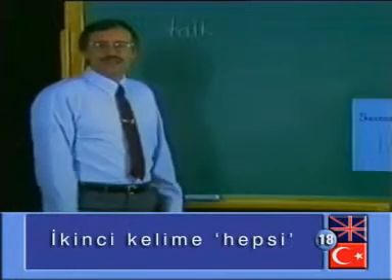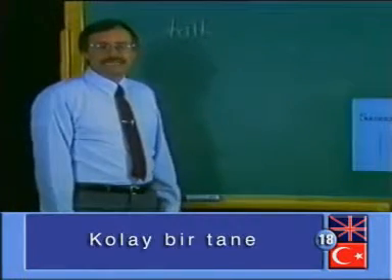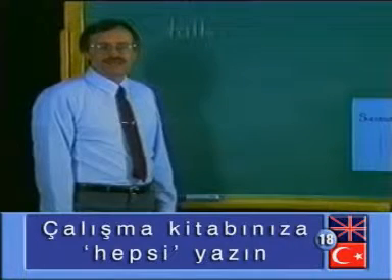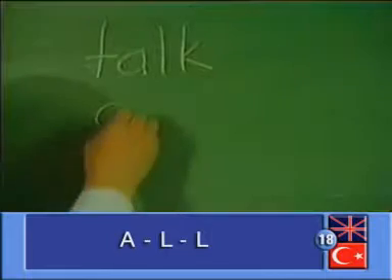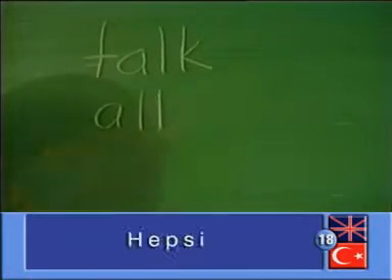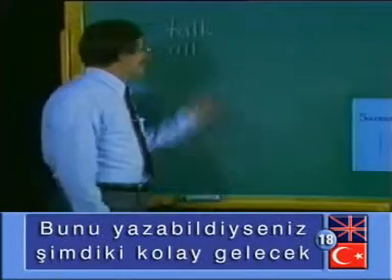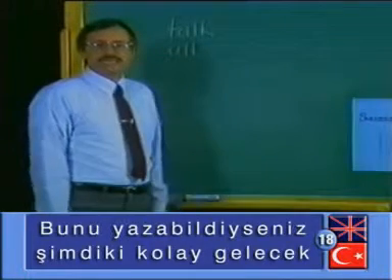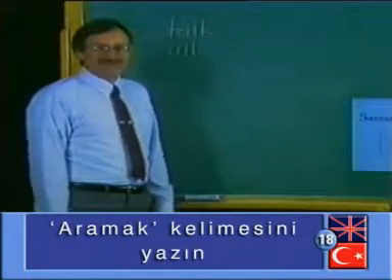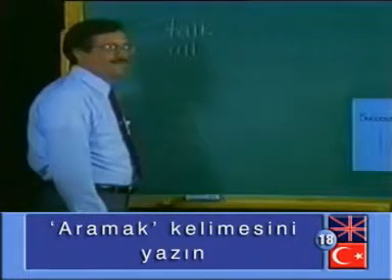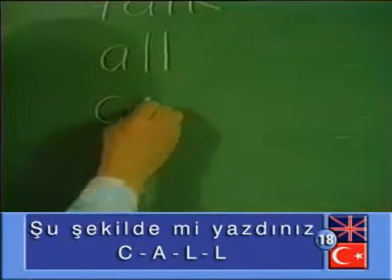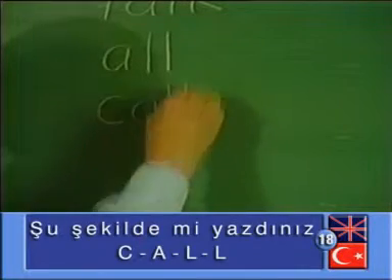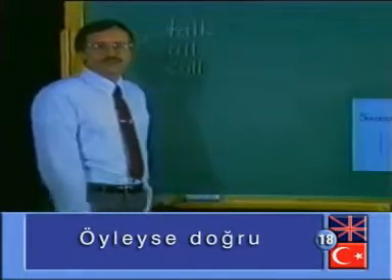Good. Second word is all. An easy one. Write all in your workbook. You should have written A-L-L. All. If you can write all, this next one should be easy. A snap. Write the word call. Did you spell call? C-A-L-L. If you did, you're just right.